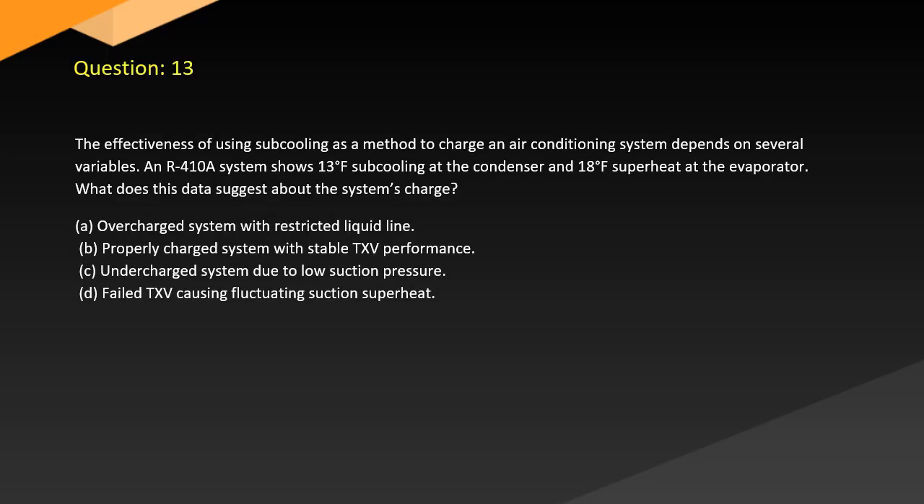Question 13. The effectiveness of using subcooling as a method to charge an air conditioning system depends on several variables. An R410A system shows 13 degrees subcooling at the condenser and 18 degrees superheat at the evaporator. What does this data suggest about the system's charge? A. Overcharged system with restricted liquid line. B. Properly charged system with stable TXV performance. C. Undercharged system due to low suction pressure. D. Failed TXV causing fluctuating suction superheat.